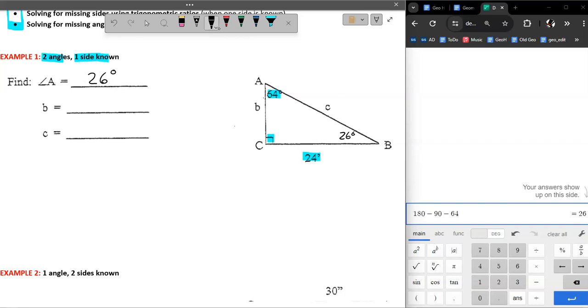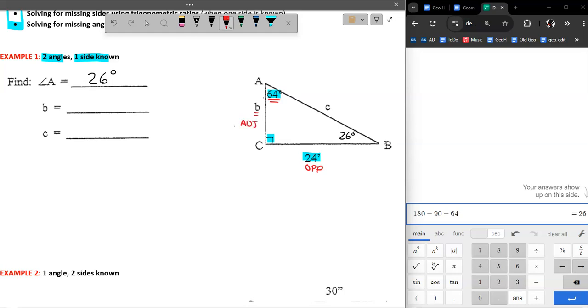Now, technically, we can use either the 26-degree angle or the 64-degree angle. We still get the same thing done either way. I'm going to go ahead and set up a trig ratio with the 64 only because that was one of the angles I knew coming into the problem. So let's say I want to find side length B. Well, 24 is my opposite side, and side length B is my adjacent side.